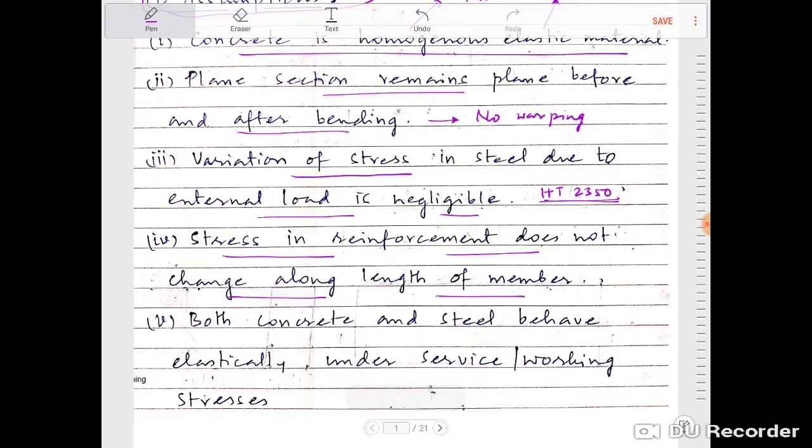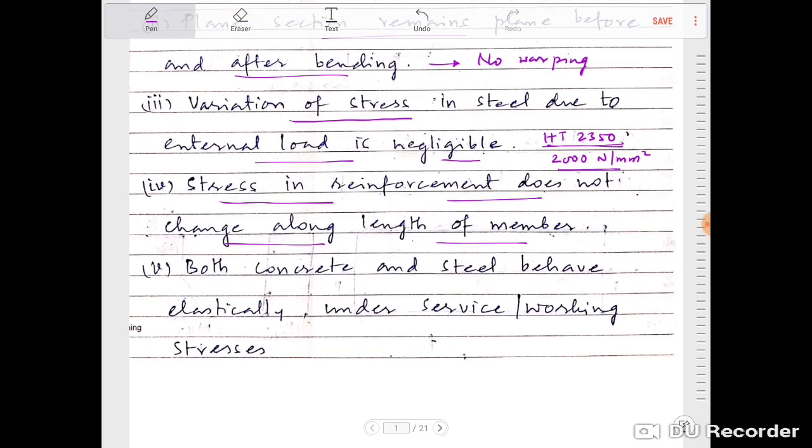2350 megapascals. Now as this is the yield strength of the steel, say we have stretched this steel to 2000 Newton per mm squared. This stress will remain the same throughout the length of the member, it will not change along the length. So if at x equal to 0 you have this value of the stress, the same value of the stress will be there at x equal to L or x equal to L by 2. You can take any value of x, and at that value you will find 2000 Newton per mm squared.